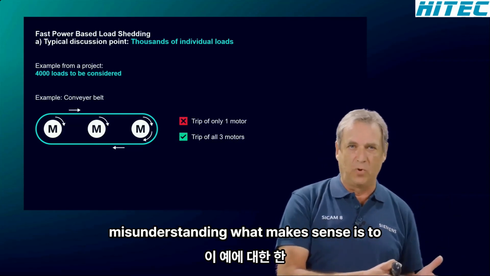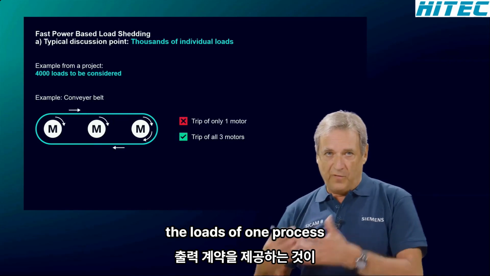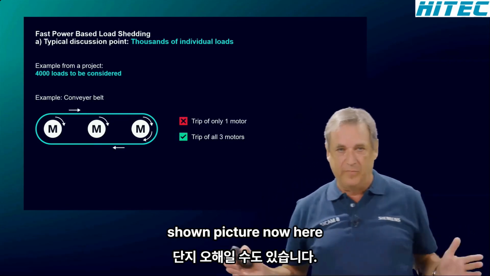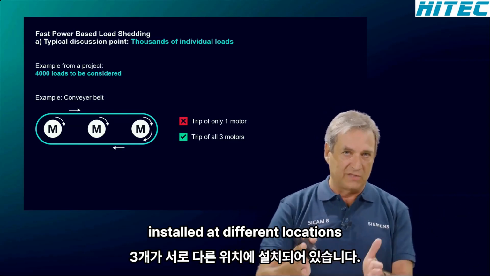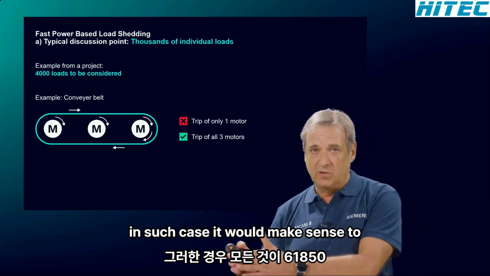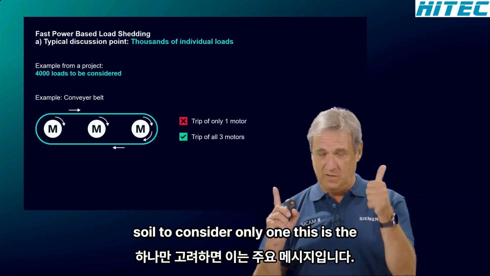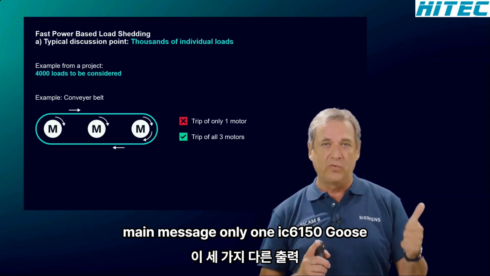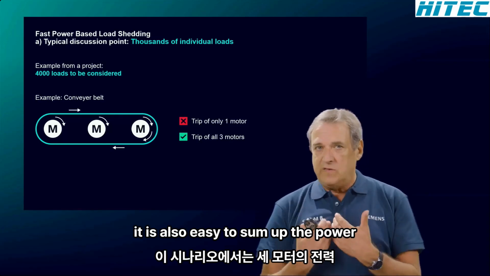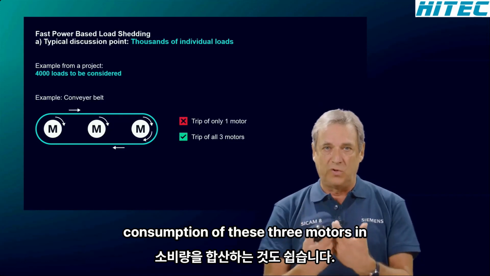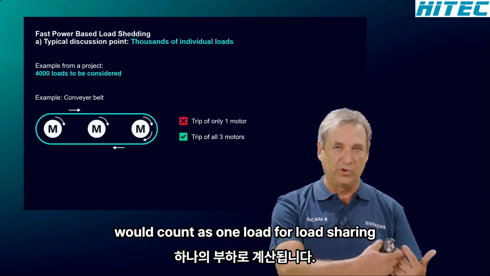What makes sense is to provide distributed output contacts for the loads of one process. For this example, if you look at the picture shown here, the 3 motors of a conveyor belt are installed at different locations. In such a case, it would make sense to consider only one IEC 61850 GOOSE message, the main message, for all the 3 different output relays. It is also easy to sum up the power consumption of these 3 motors. In this scenario, the 3 motors would still count as one load for load shedding.